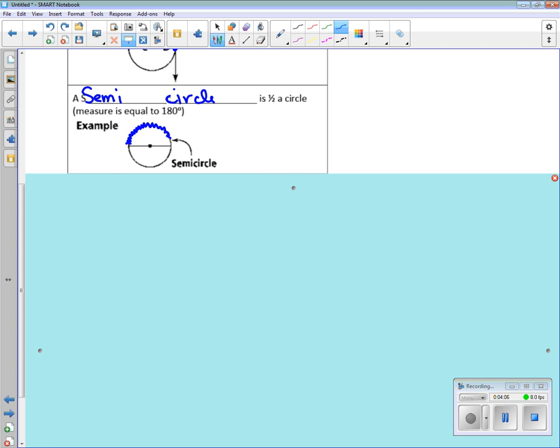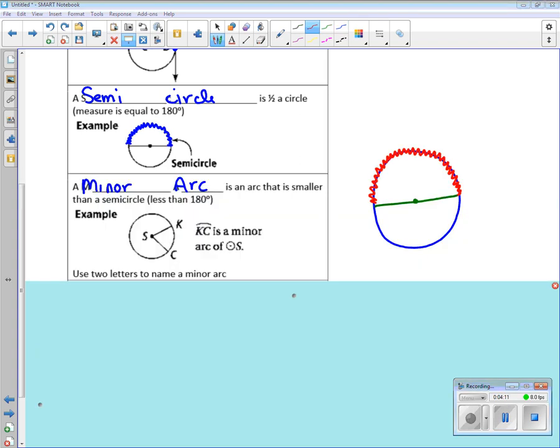So here's a semicircle right there. Now, if you look over to the right here, I have a semicircle, the area of the top of the circle that I have shaded in. Now, if I do anything less than that, it's still part of an arc. This is called an arc, and it's called a minor arc. It's less than 180 degrees.